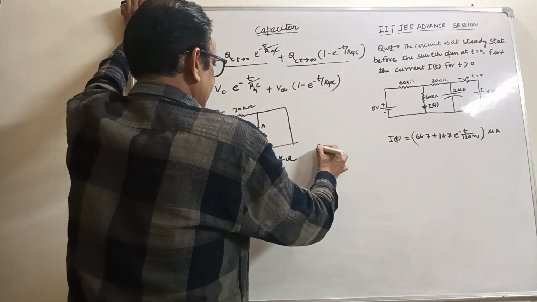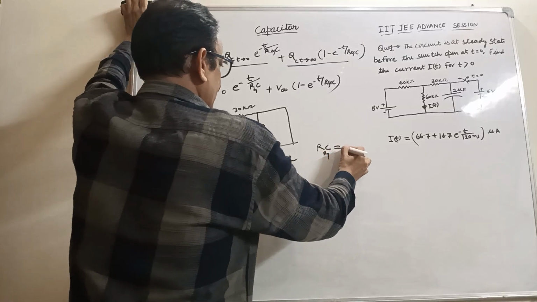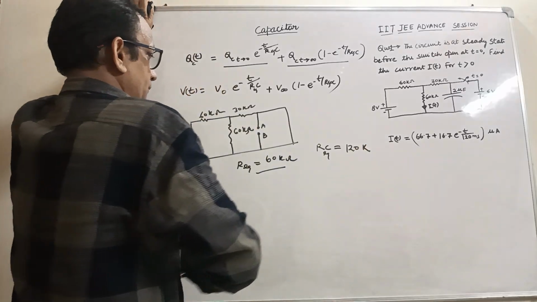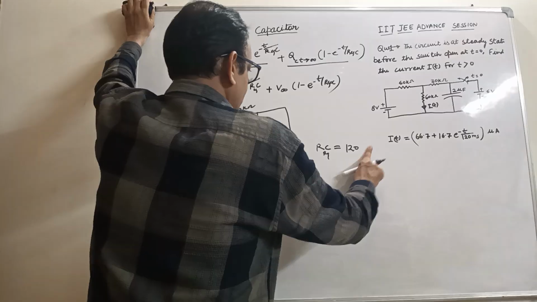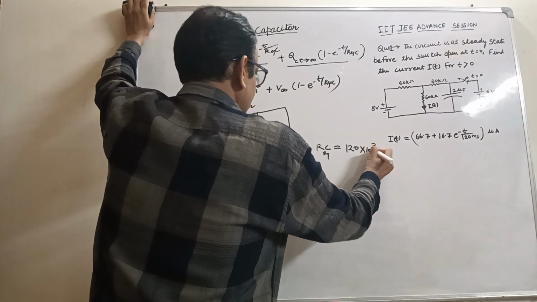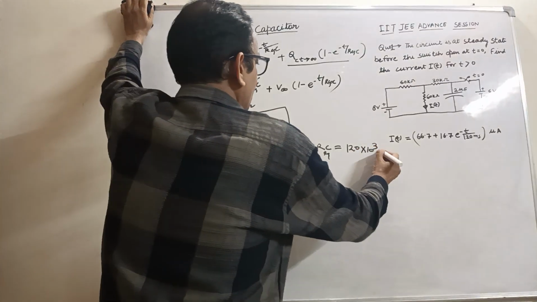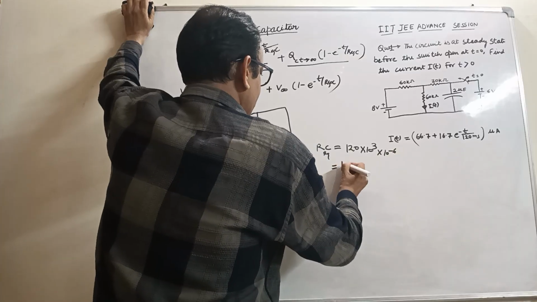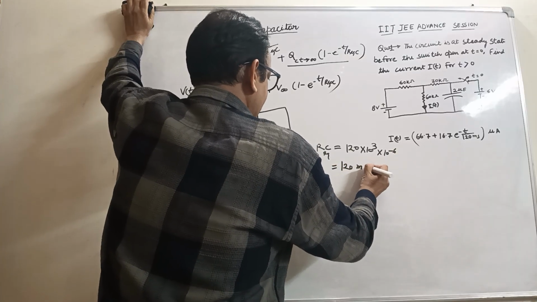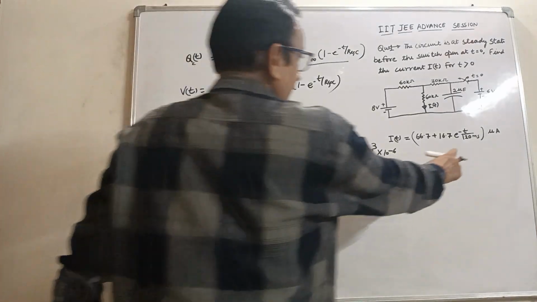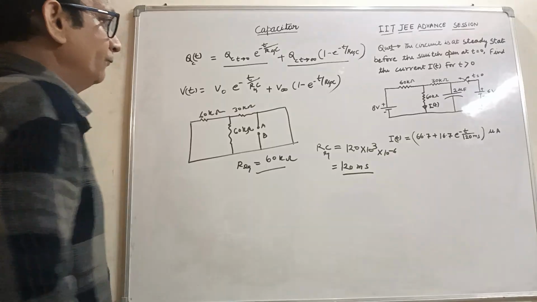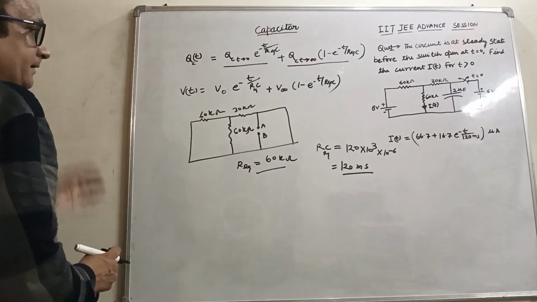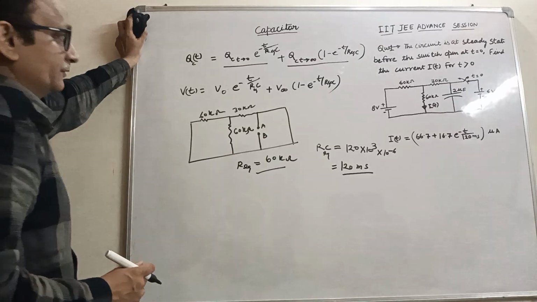So this is the equivalent resistance. Now we find R equivalent C. So this becomes 120 kilo, 120 into 10 raised to power 3, and 2 microfarad is 10 raised to power minus 6. So this becomes 120 millisecond. We have to find the values here, and 120 millisecond is the time constant.